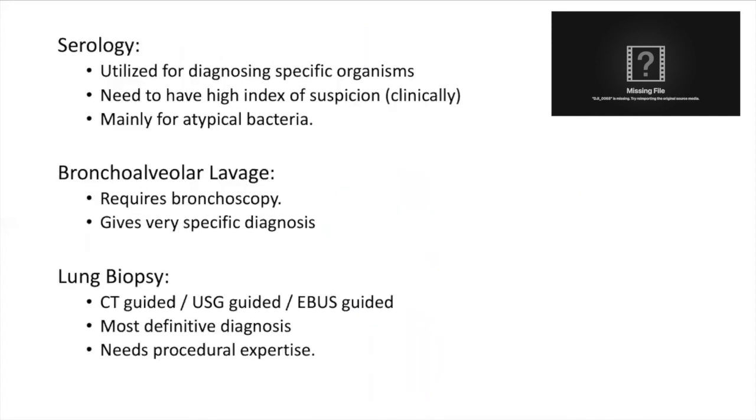Serology helps in giving us an etiological diagnosis of a very specific organism. In order to get a serological test, we should have a very high index of clinical suspicion and hence it is used mainly for atypical bacteria. Bronchoalveolar lavage requires bronchoscopy to get the sample. This is the one which gives a very specific diagnosis. And finally, lung biopsy, which could be either CT guided, USG guided, or EBUS guided, gives the most definitive diagnosis, but is the most invasive and needs procedural expertise.